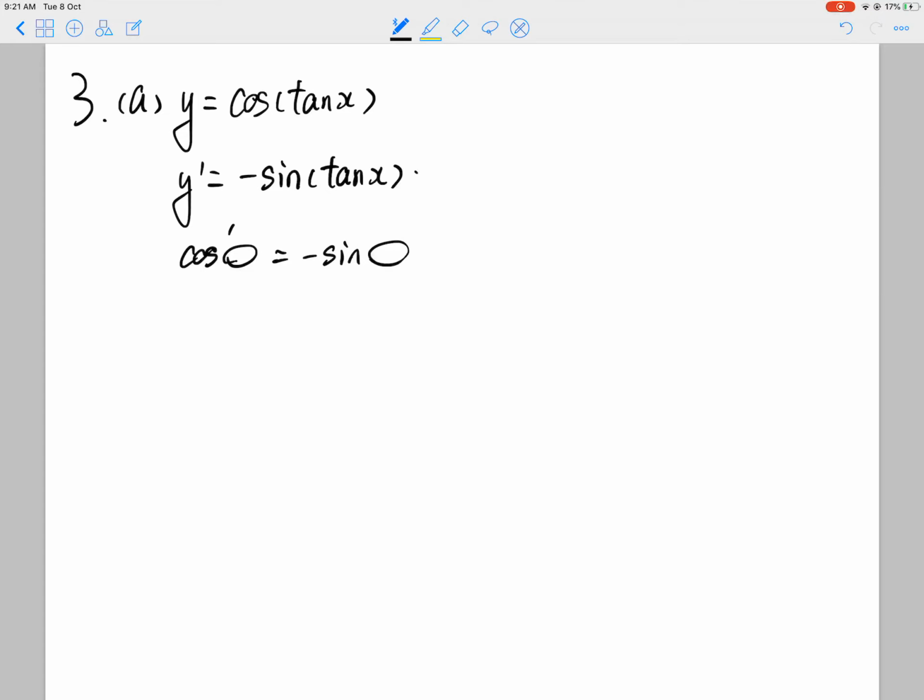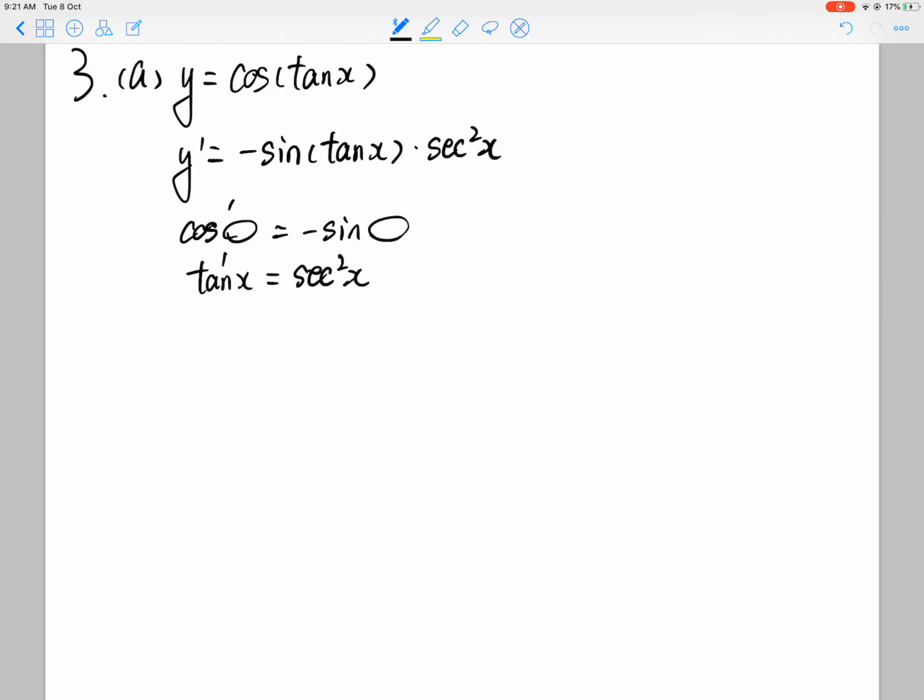Okay, then you ignore this cosine. After you deal with cosine, you can ignore cosine. Then the function left is tangent x. The derivative is just secant x squared, right? So you times secant x squared. So this is the rule.